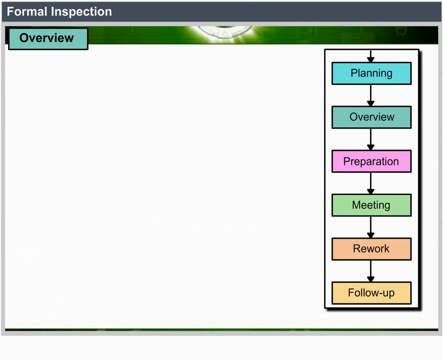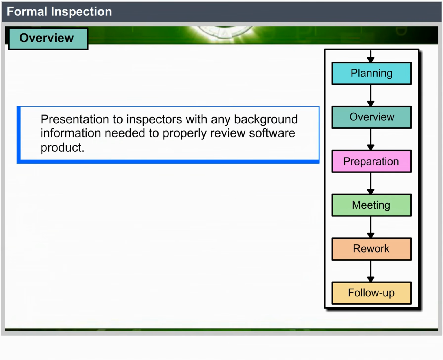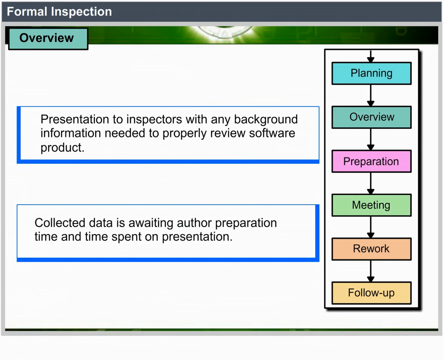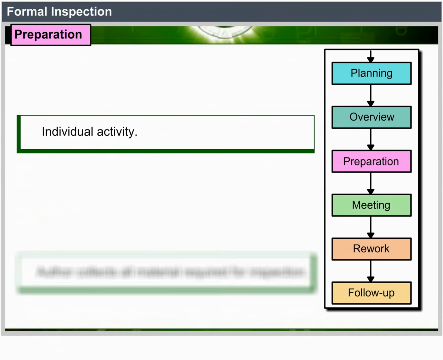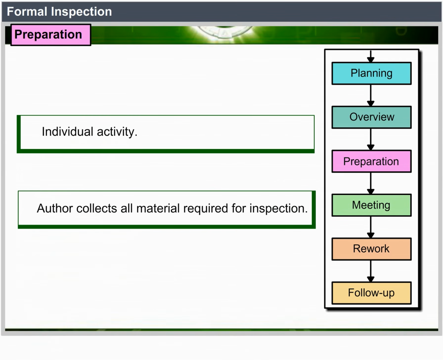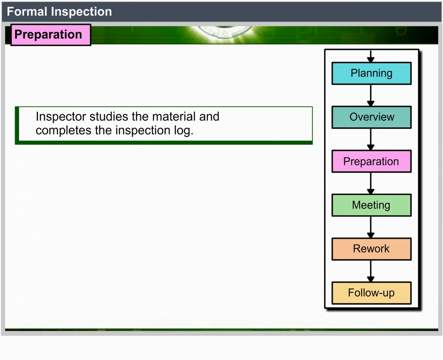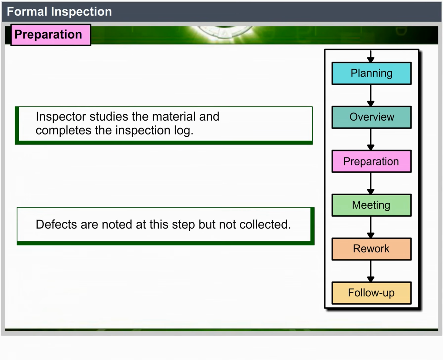Overview. Presentation to inspectors with any background information needed to properly review the software product. Data collected is author preparation time and time spent on presentation. Preparation. Individual activity. The author collects all material required for inspection. Inspectors study the material and complete the inspection log. Defects are noted at this step but not collected.